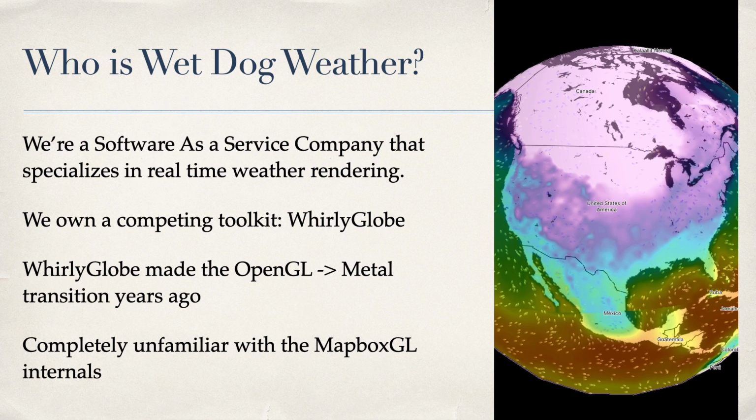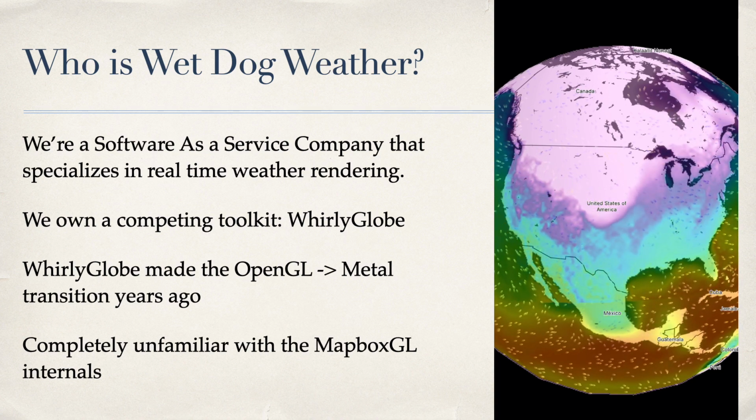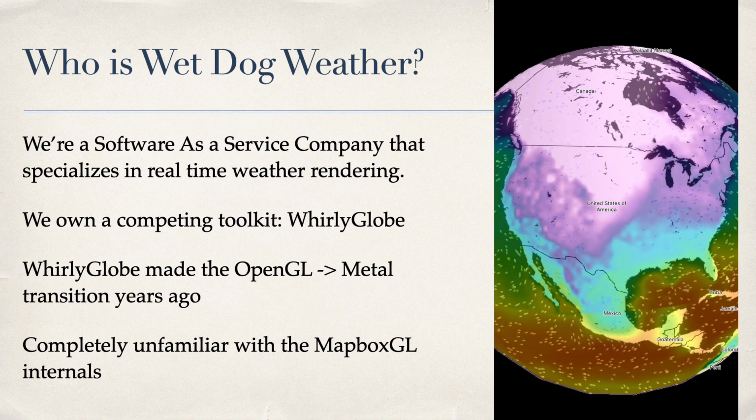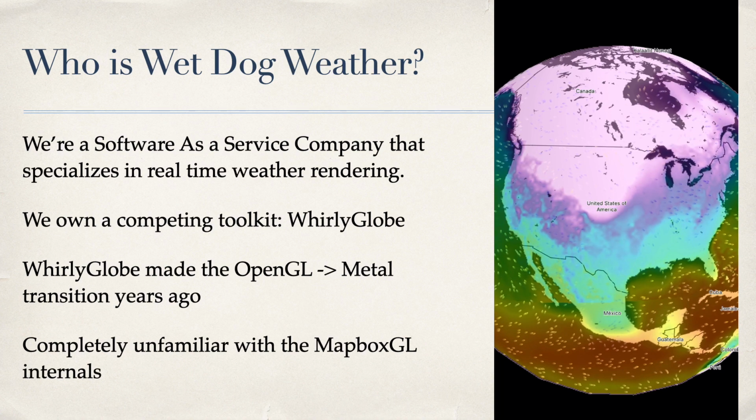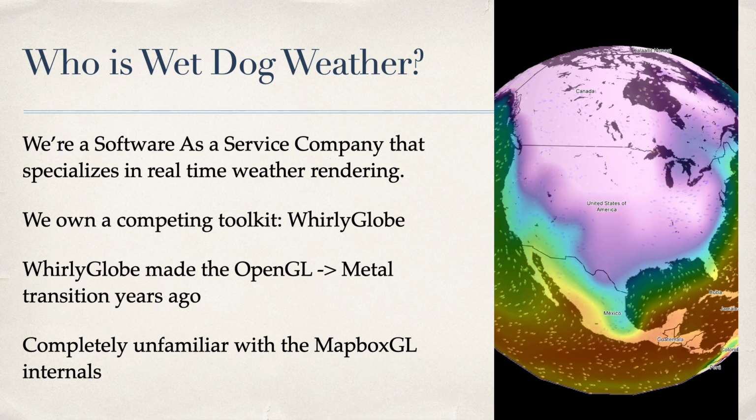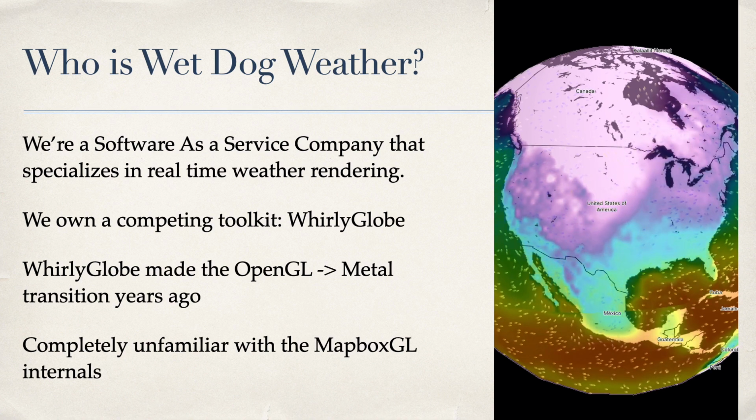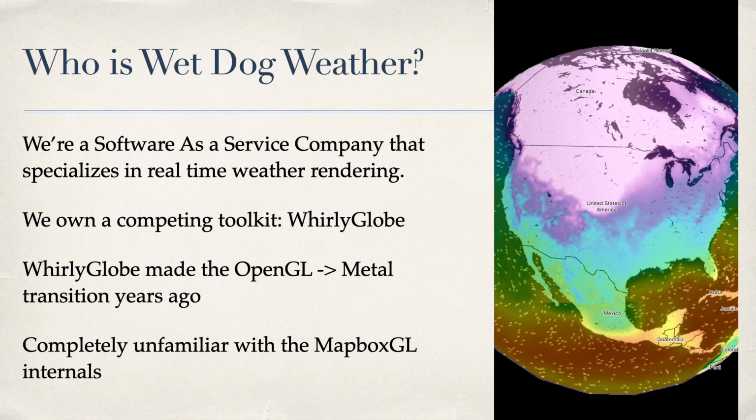Now, Whirly Globe was a competitor to MapBox.gl, and if you haven't heard of it, it was not a very successful competitor. It turns out if you're spending a few $100,000 developing a toolkit, it's hard to compete against somebody with 100 million. And that's fine, whatever. We had our own little markets in aviation and weather, and then we eventually just focused on weather, and that's what Wet Dog Weather is.